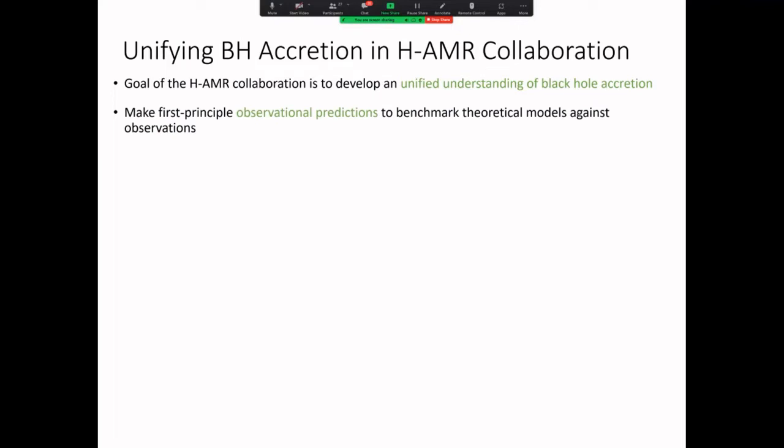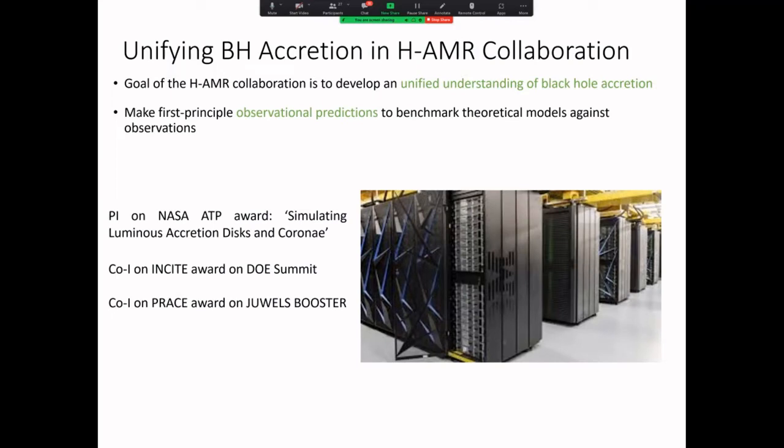In addition, it's also important, and that's what we started to do, to make observational predictions, because you need to test your theoretical models to see that they make sense. Otherwise you cannot draw strong conclusions, I think. And this is all supported by several grants now that I'm a PI or co-I in, like ADAP awards, Insight awards on the Summit, and also in Europe. There is a very big supercomputer in Europe called JUWELS Booster, where some of the simulations I'm talking about are running at the moment.